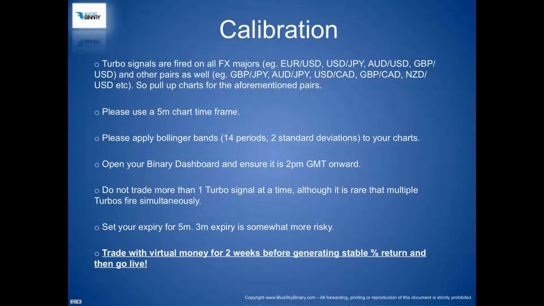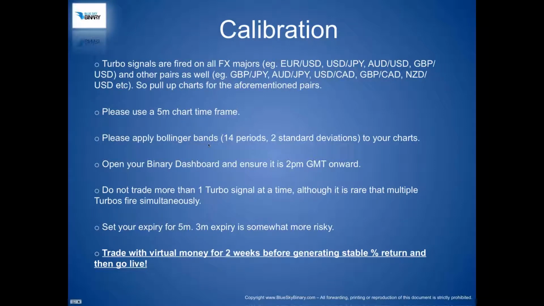So what we would suggest is pull up charts for these aforementioned pairs. Remember, although the signal, if blind traded, would give you about 60 to 65% ITM, we do not suggest that you blind trade the signal, right? If you're serious about making money using these signals and making money in binary options, you need access to a good chart provider. When you have all these charts up, please pull up a 5-minute chart time frame.